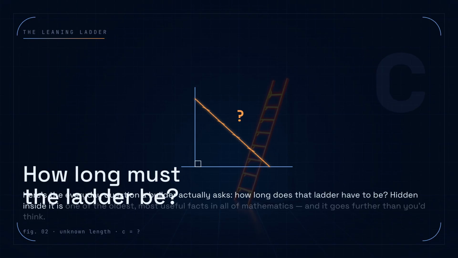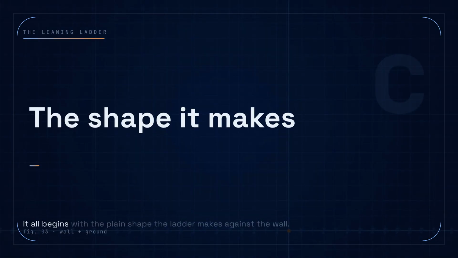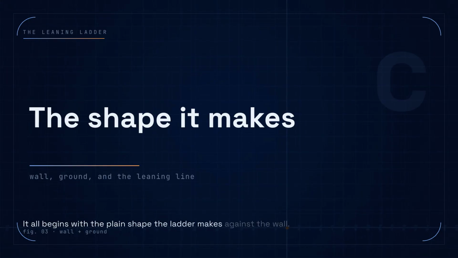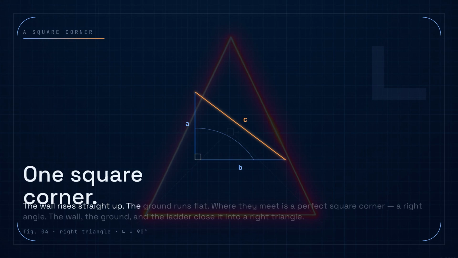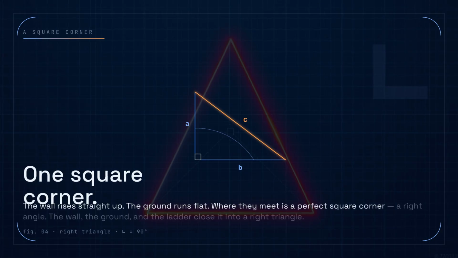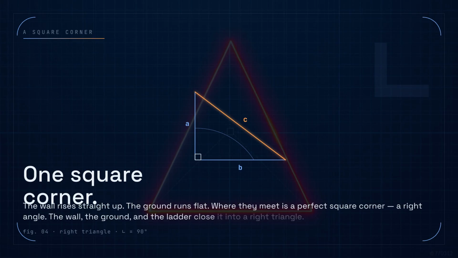Hidden inside it is one of the oldest, most useful facts in all of mathematics, and it goes further than you'd think. It all begins with the plane shape the ladder makes against the wall. The wall rises straight up. The ground runs flat. Where they meet is a perfect square corner, a right angle. The wall, the ground, and the ladder close it into a right triangle.